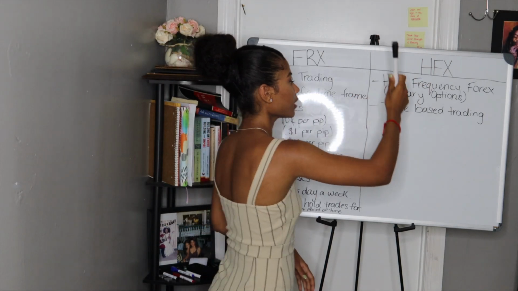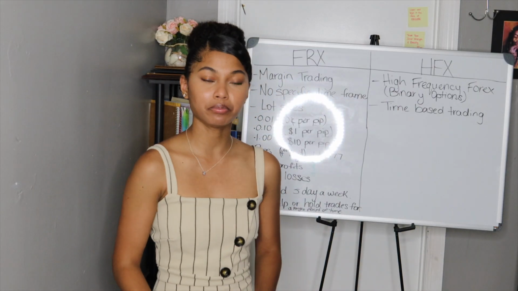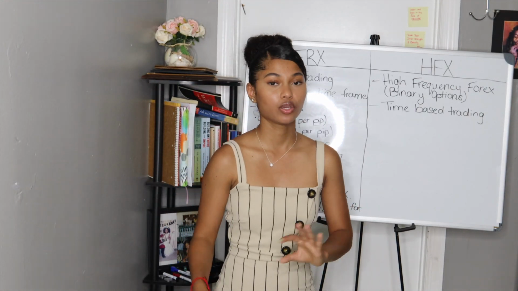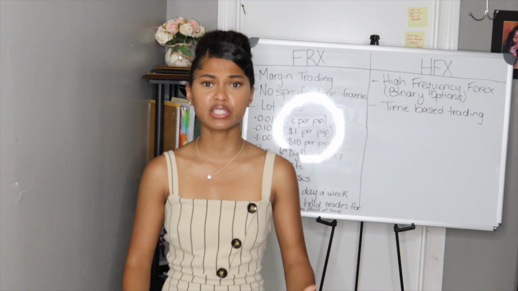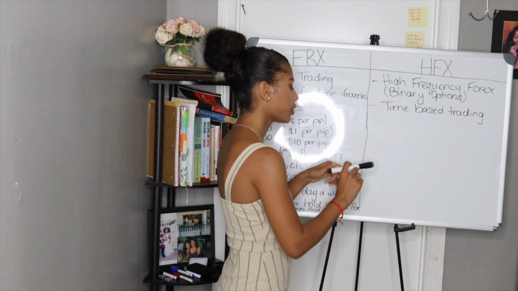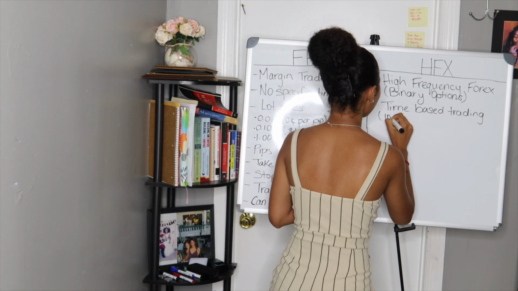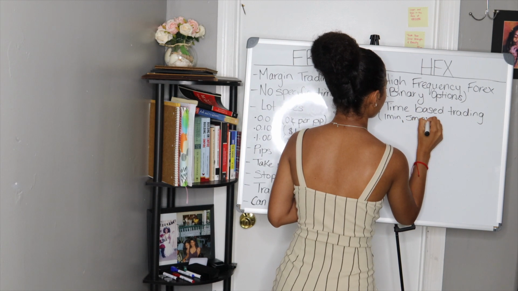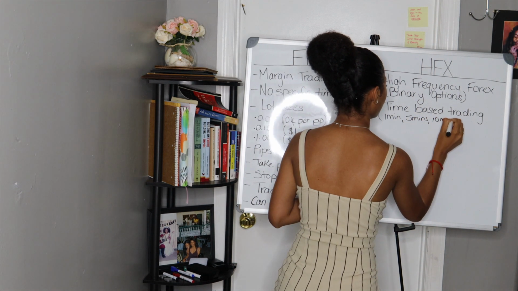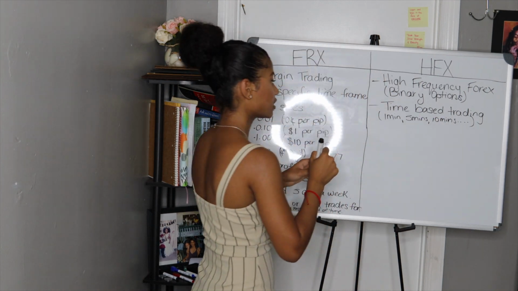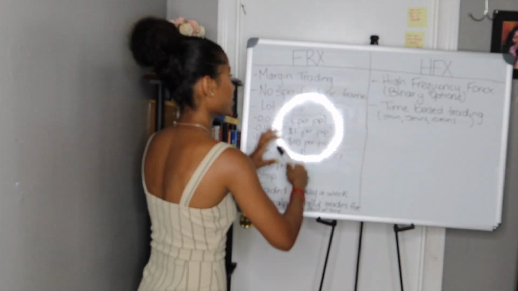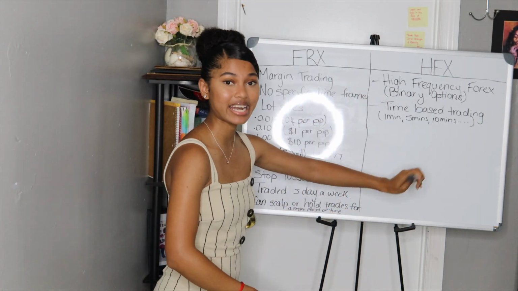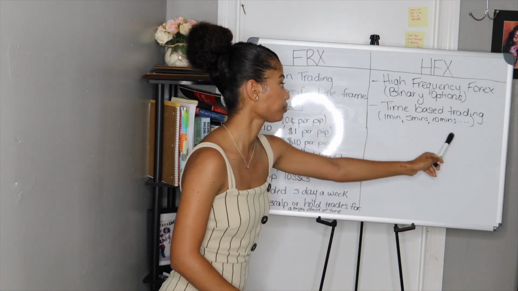HFX is time-based trading, and what that simply means is that you would enter trades for, the minimum is 1 minute. You have 5 minutes, 10 minutes, 15 minutes, 20 minutes, right? Short period of time frame. So I'm just gonna add that in here. 1 minute, 5 minutes, even 10 minutes, and so forth, okay? That's just all that means. It's time-based trading. As compared to FRX, you don't have no specific time frame. HFX, in and out with these, okay?